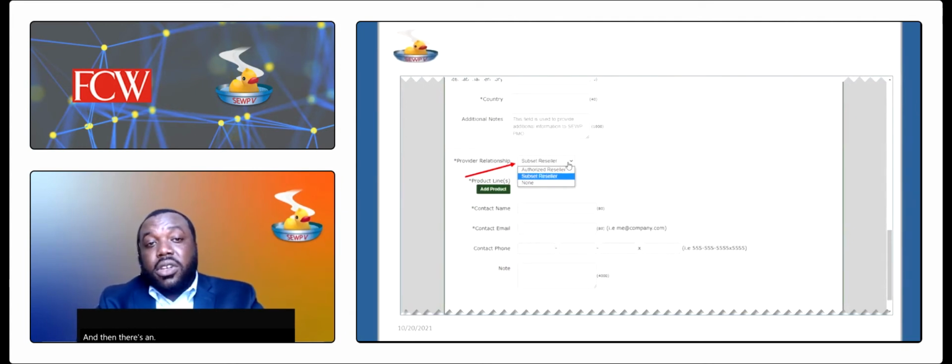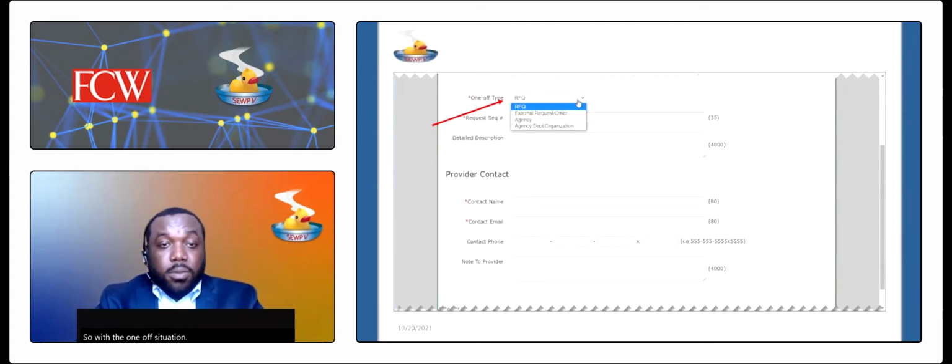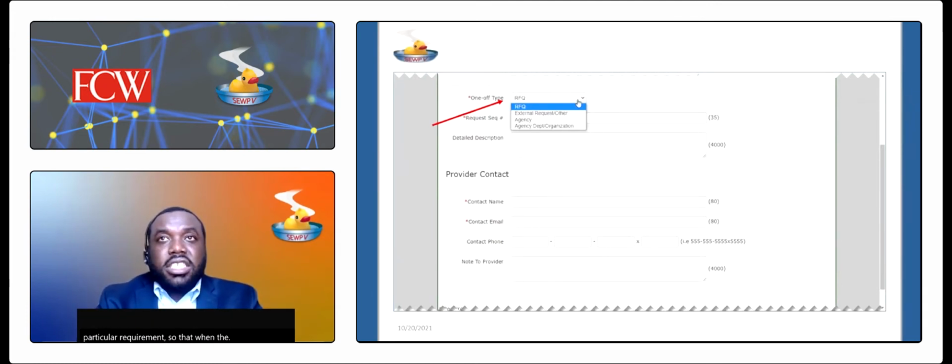And then there's another opportunity, what we call the one-off. The one-off gives the contract holder the opportunity to be authorized specifically for an RFQ for a specific agency or specific organization within the agency. With the one-off situation, specifically for the RFQ, the contract holder indicates in the field just below the RFQ number that this request is associated with. And we'll pull down the subject information from that particular requirement, so that when the information is sent out to the provider, they know particularly what this requirement is for.